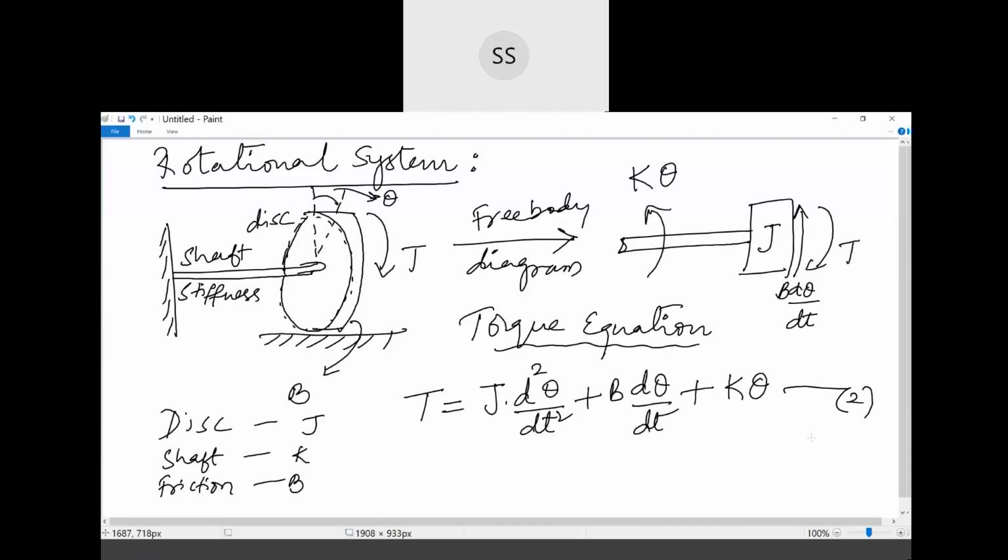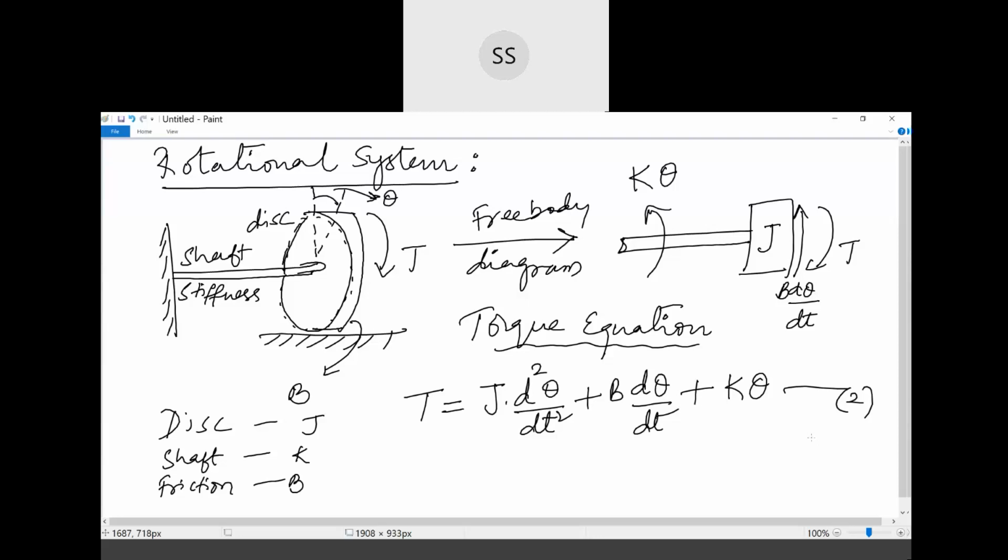So now the force equation and the torque equation are the standard equations representing the translational system and the rotational system. Still we are in the mechanical system part only. Next we are going to take up our electrical system, and later we are going to compare how mechanical system elements can be compared with the electrical system elements.